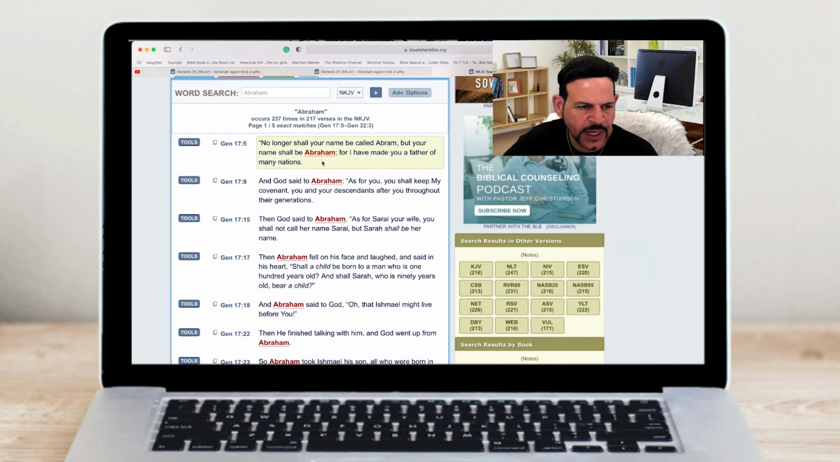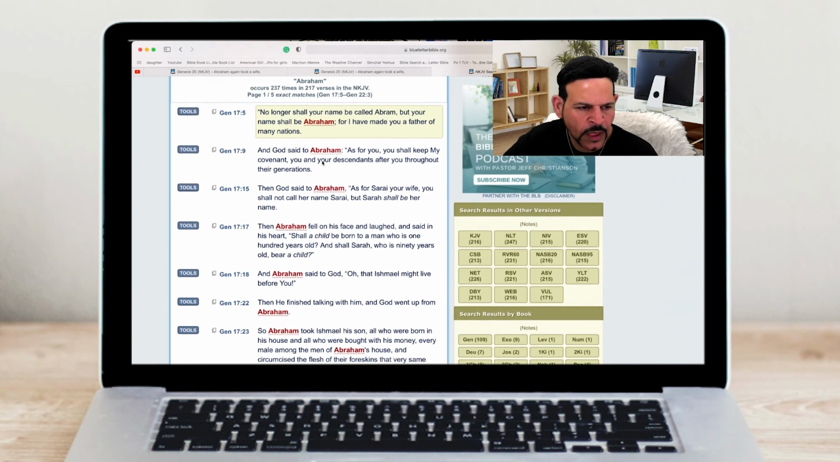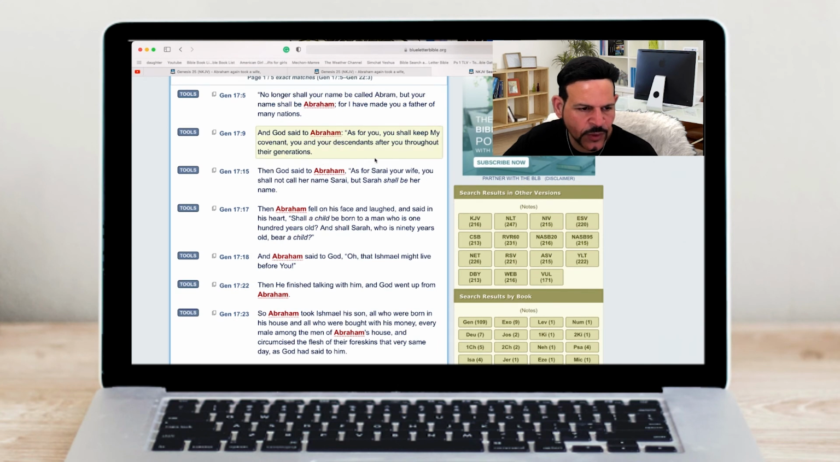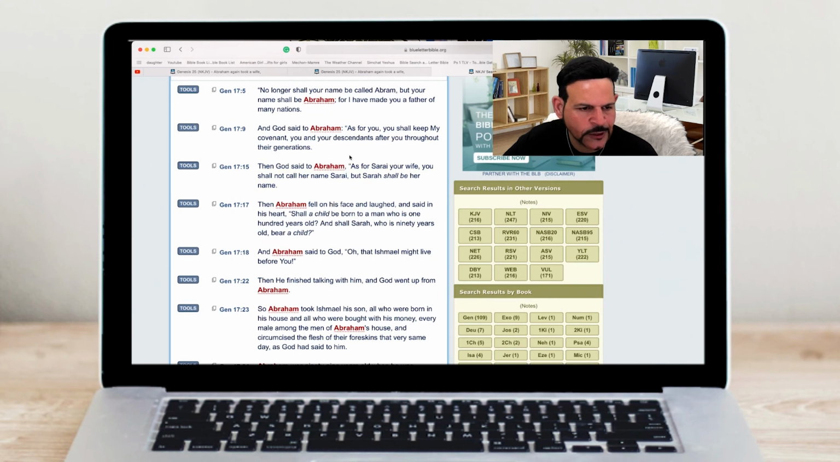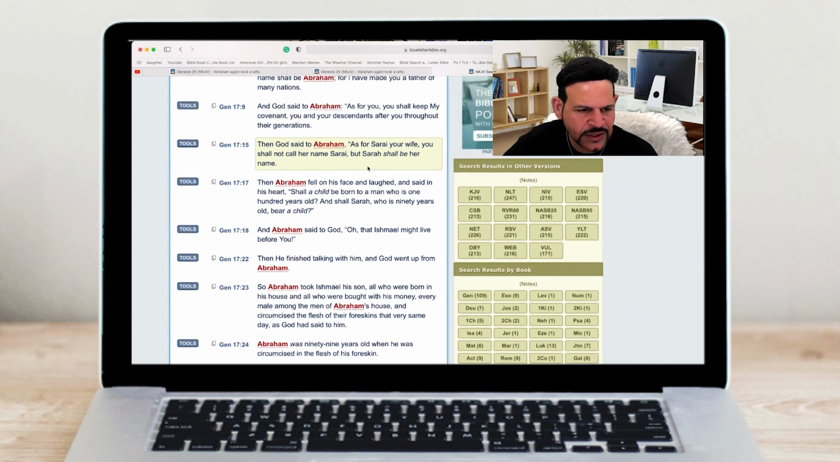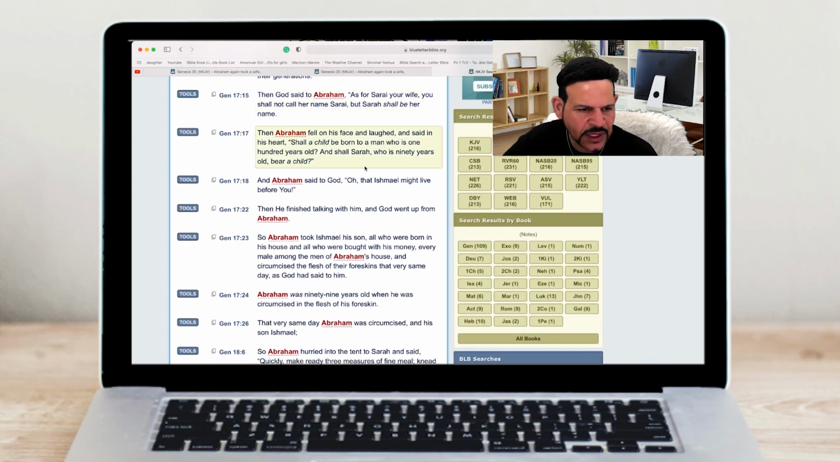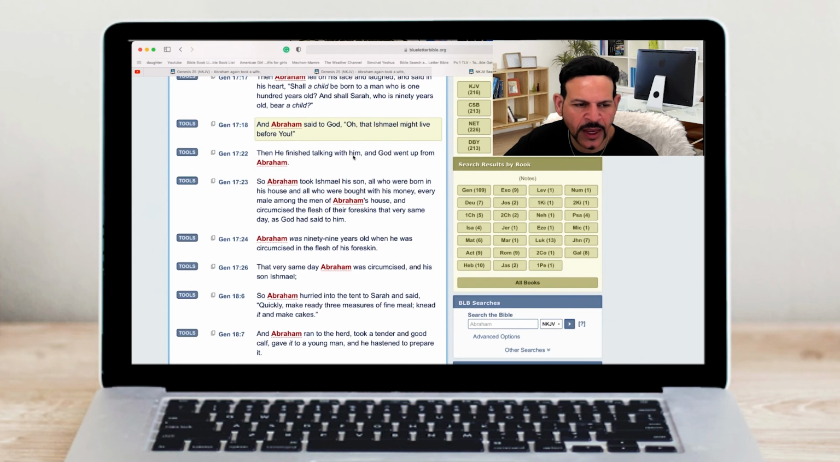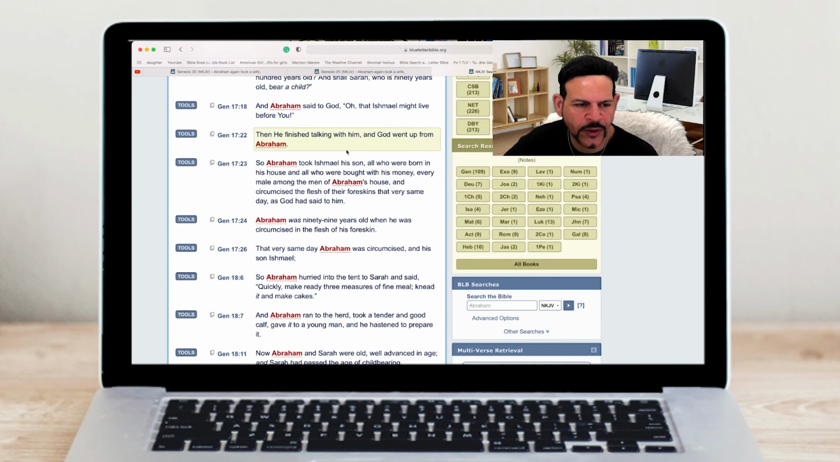So now, when we think about Abraham, we found out here with Abraham that he is going to be a father of many nations in Genesis 17:5. He goes on to tell him that you're going to have descendants after you throughout your generation that will keep the covenant. And then he also tells him, Sarai, your wife, she's got to have a name change to Sarah. And we see that he's confused on how that can happen because he's laughing because she's 90 and he's 100. So Abraham said to God, oh, that Ishmael might live before me. Remember Ishmael. So that's from Hagar, the Egyptian concubine or handmaiden of Sarah.